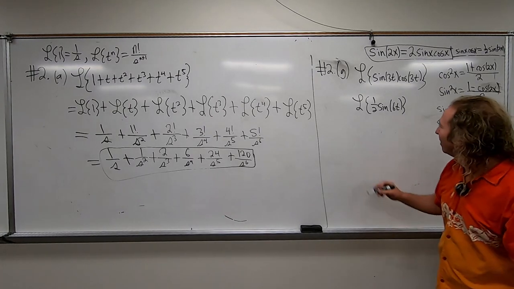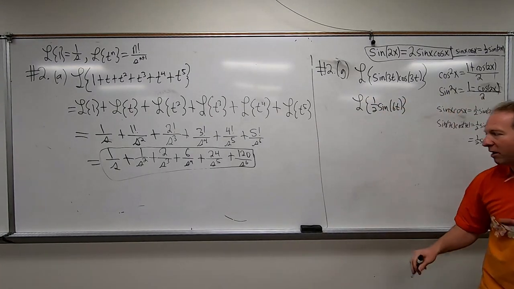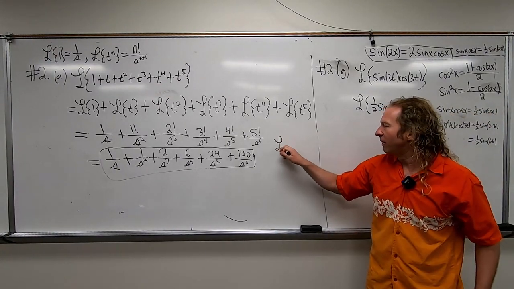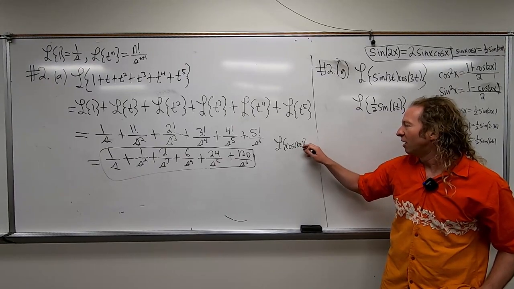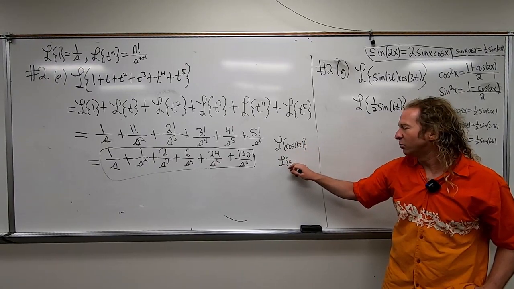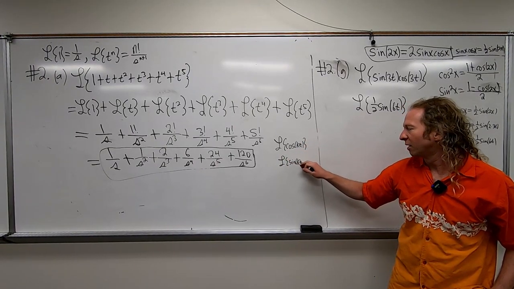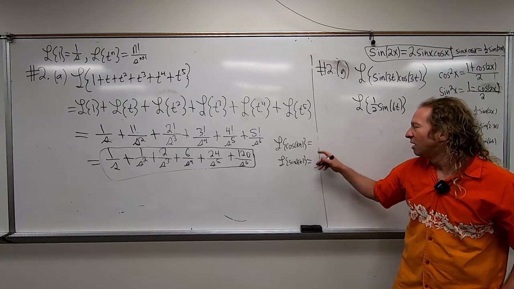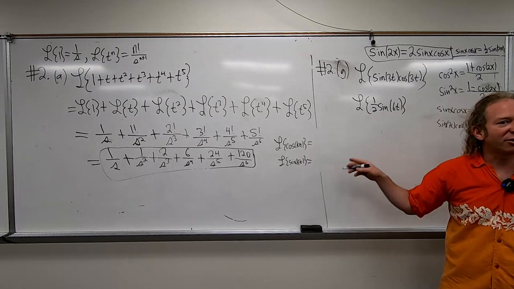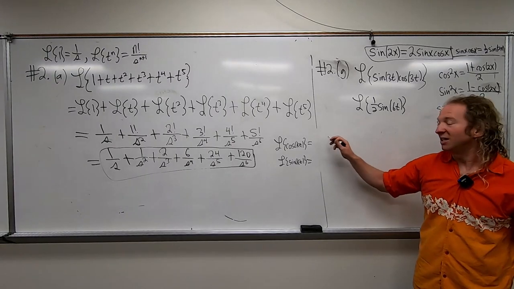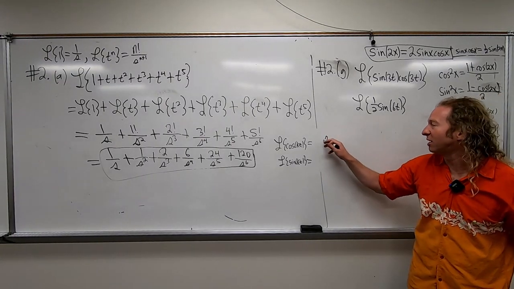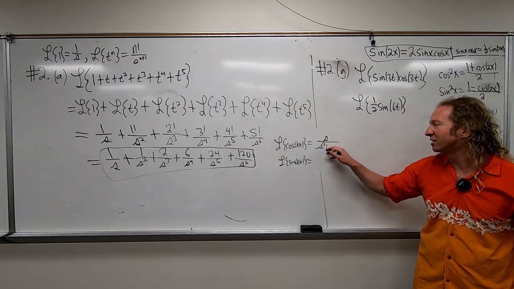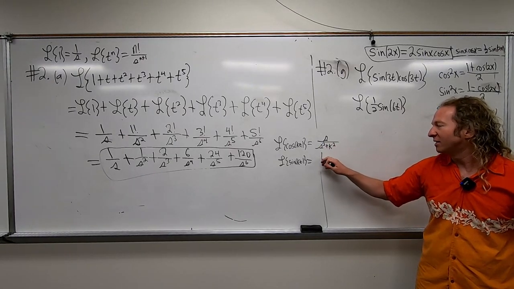So the formula for sine, let me write them both down. If you remember the formula for cosine kt and the formula for sine kt, this was from last time. Do you remember the trick with cosine? Yeah, cosine has the S. Good, Mike. Cosine has the S up top, and sine has the K.